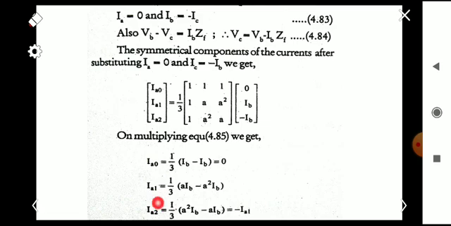From that equation we understood that the negative sequence current IA2 is just opposite to the positive sequence current, which indicates a parallel connection of sequence networks in the sequence network of the fault. Here IA0 is equal to 0, so the zero sequence component is absent, and IA2 is equal to minus IA1, which indicates a parallel connection. We can discuss that later.